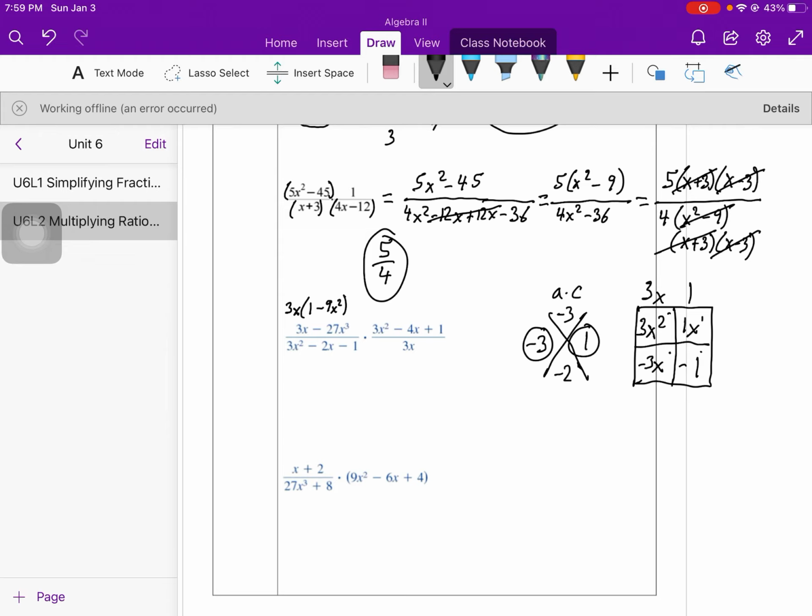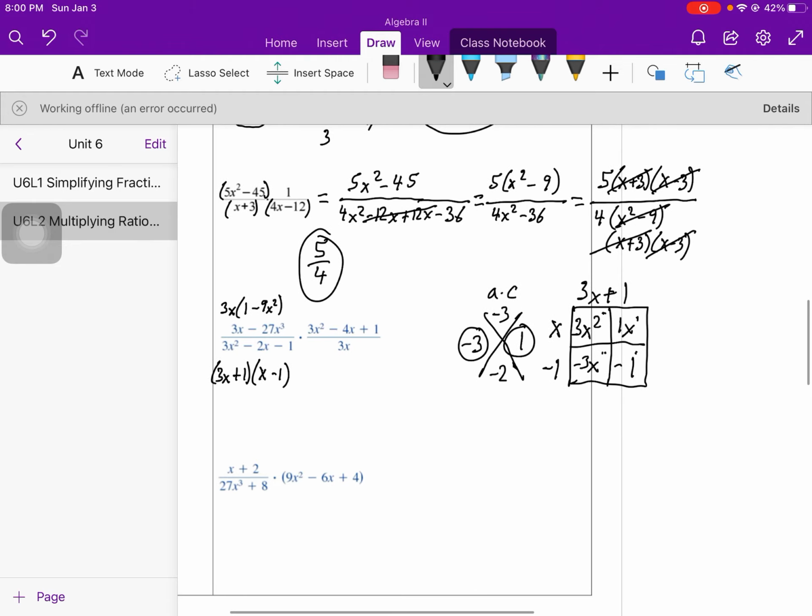We can only take a 1 out of those. And we go left to right. 3x squared and 1x, we can take an x out. And then negative 3x, negative 1, we can take a minus 1 out. So this actually factors into 3x plus 1. And then, oh, not 3. The other side is x minus 1. So there's our factors there.